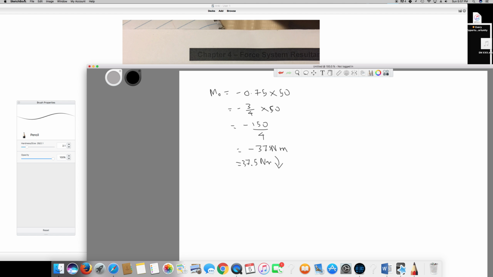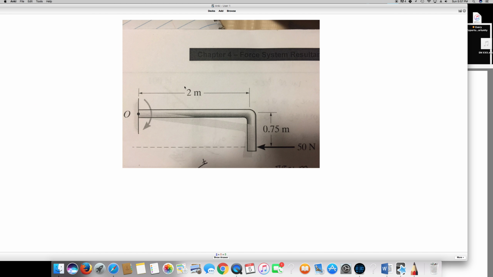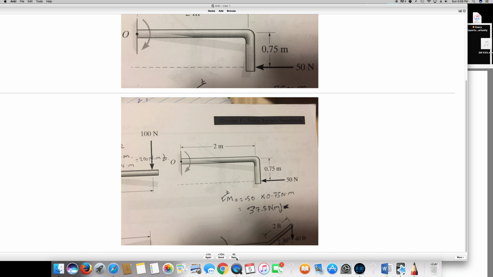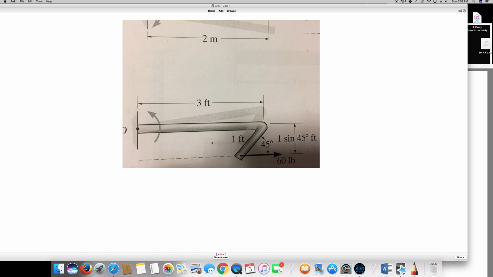And the next question is the same as this. This is 3 feet distance, and 60 lb is acting on it. Since this is acting straight to the horizontal line, we can't take anything horizontally, because if we take it, it's going to be 0. So I can calculate the vertical distance, which is already given: 1 sine 45 degree feet is the vertical distance, and the 60 lb is acting on that.